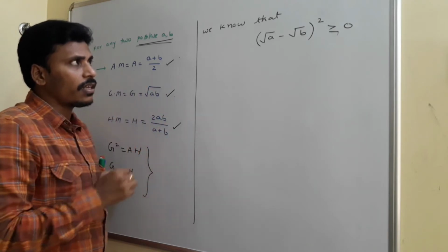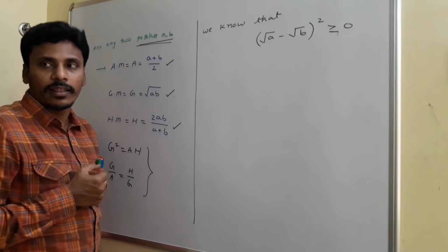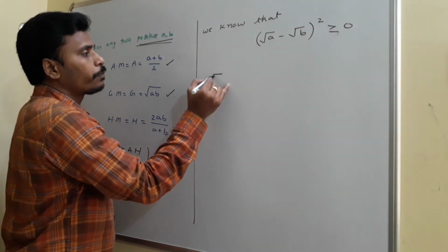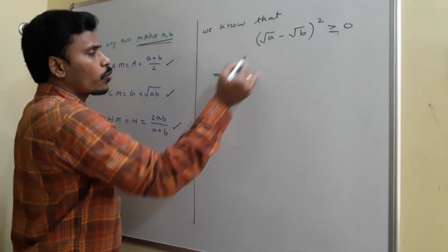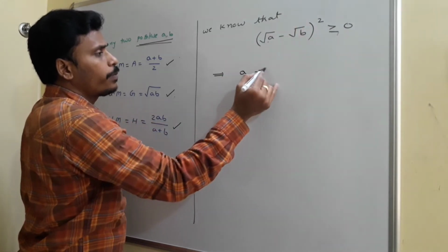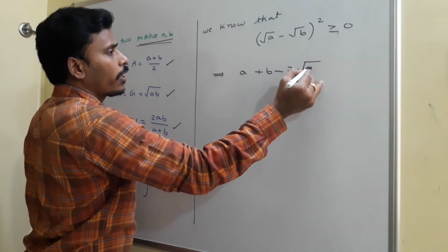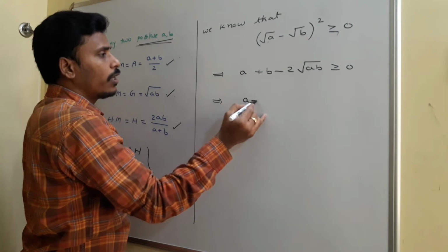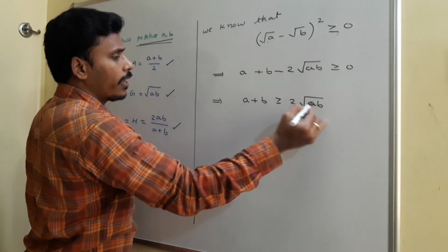So this is the first thing I am considering: (root a minus root b) whole square is greater than or equal to 0. If you apply the square, what will happen? Root a square is a, root b square is b, minus 2 root ab, which is greater than or equal to 0. From there we conclude that a plus b is greater than or equal to 2 root ab.